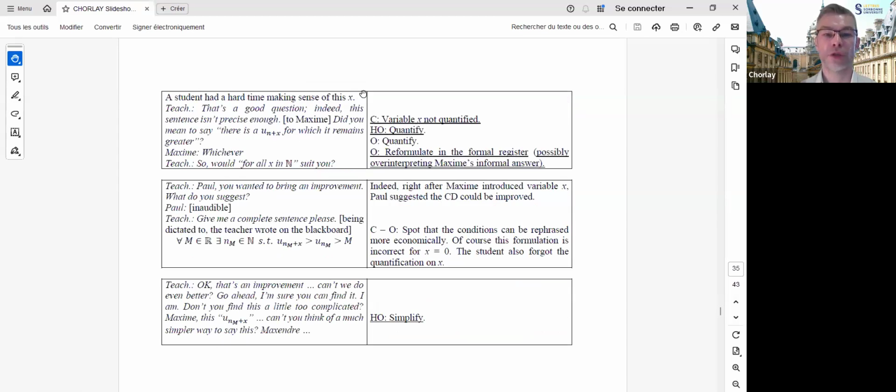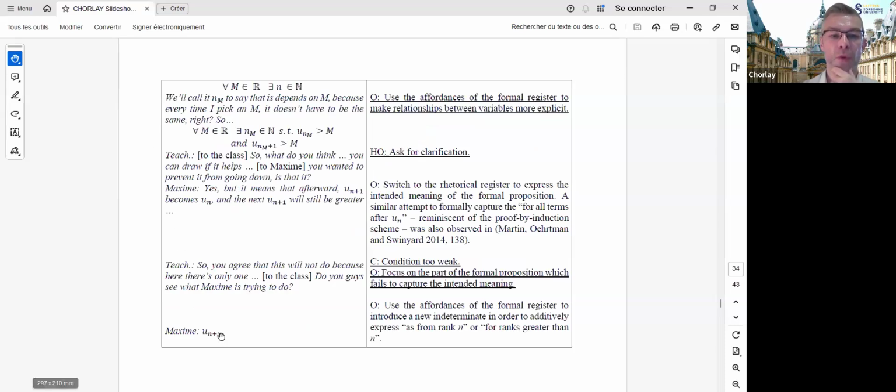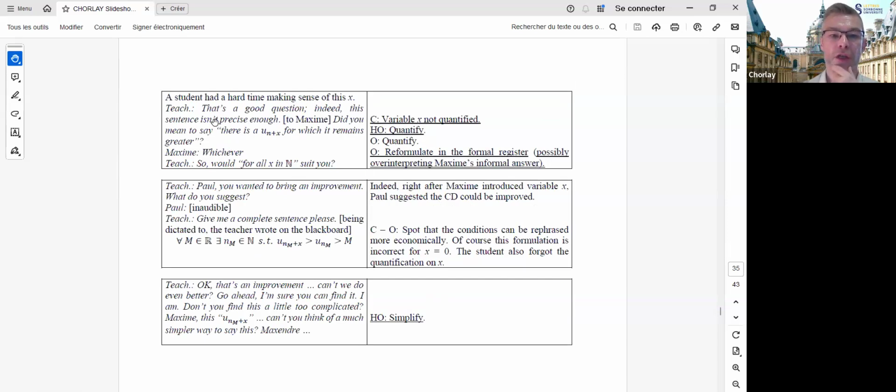Of course, one student suggested that, and the others have a hard time making any sense of it. So the teacher asked the students to explain what he meant. And of course, this teacher also spots a problem because a new variable was introduced, but it's not quantified. So the teacher asks for quantification. Do you mean there is an x such that, or for all x in the set of natural numbers?